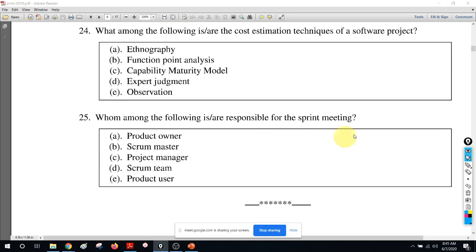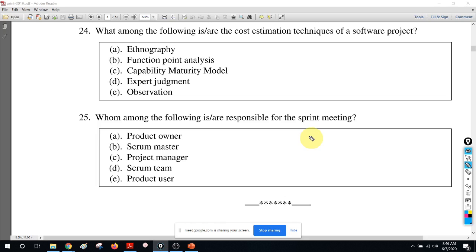Whom among the following is responsible for the sprint meeting? Now you can see they are talking about the sprint, right? In Agile, everyone must attend the meetings. Everyone means there are only three types of people: Scrum Master, Product Owner, and team members. Scrum Master is something like a project manager, but doing more of a facilitator and coach role. Product Owner is the one who owns the requirements, preferably from your customer side. And all the people doing coding, designing, testing, the rest of the people, are called team members.